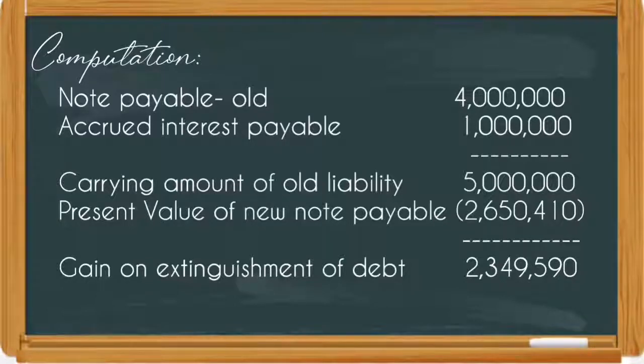To get that, the first thing we do is add the old payables. So, note payable, 4 million, and accrued interest payable, 1 million, equals the carrying amount of the old liability of 5 million. And we deduct the present value of the new note payable of 2,650,410. So, 5 million less 2,650,410 is equal to the gain on extinguishment of debt of 2,349,590.